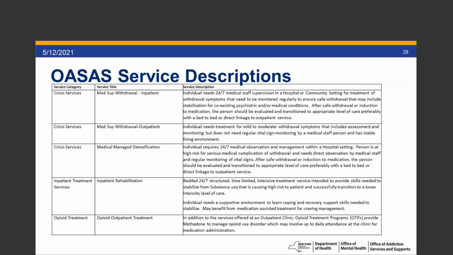And again, much like the other two crisis service levels, if the person gets to a point of being stable, so they've gone through the withdrawal or they've been inducted onto medication and they're stable, this is when the program is going to evaluate the patient and transition them to the next level of care, be it a bedded service or a direct linkage to an outpatient service. A lot of times when we talk about that, what we're talking about is ensuring that there is an appointment set up so that the person has a way to connect to the next level of care.